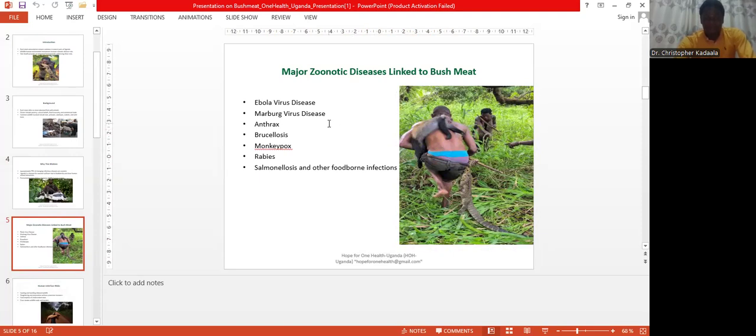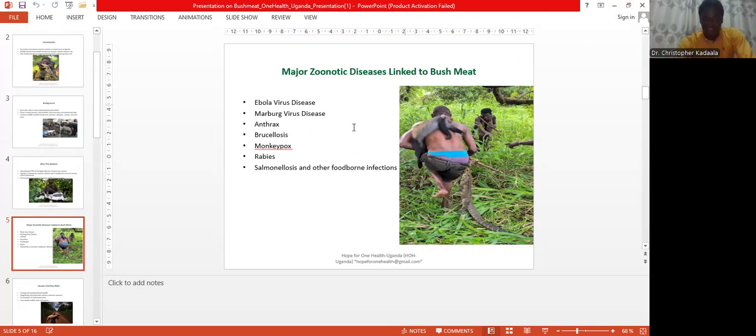Major zoonotic diseases linked to bushmeat consumption include Ebola virus disease, Marburg virus disease, anthrax, brucellosis, monkeypox, rabies, salmonellosis, and other foodborne infections. They are endemic in most Ugandan communities. Previously, we were also battling with anthrax in Western Uganda. Brucellosis is everywhere in Uganda.